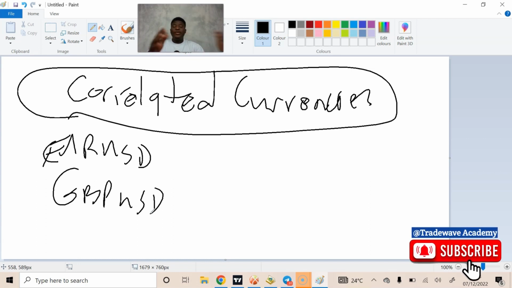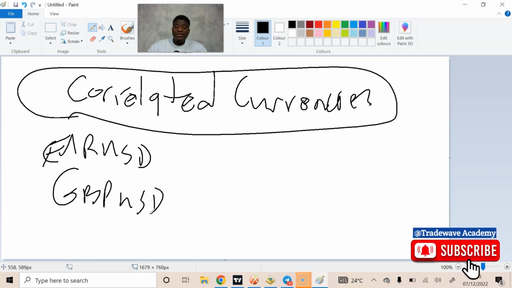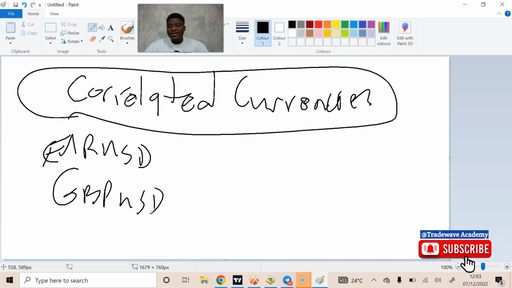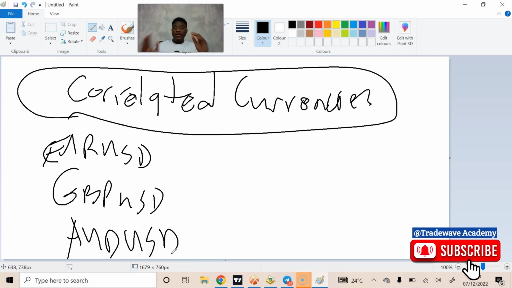Now there are a lot of correlated pairs out there. EURUSD is also somewhat, about 60% or 50% or so, correlated to the AUDUSD. So you can actually add the AUDUSD to this particular list. Okay, now these are correlated pairs, right?